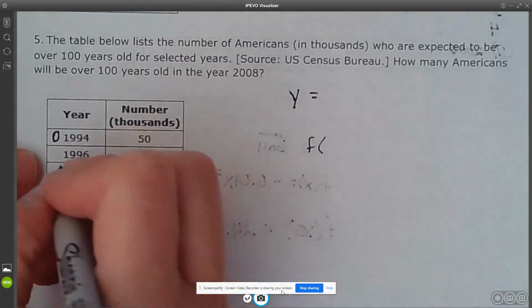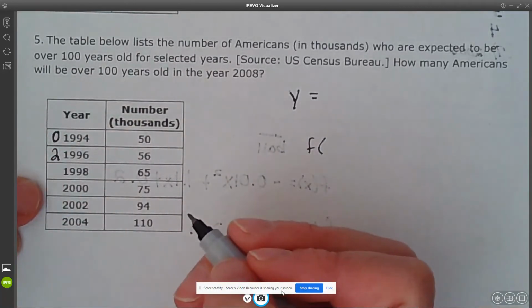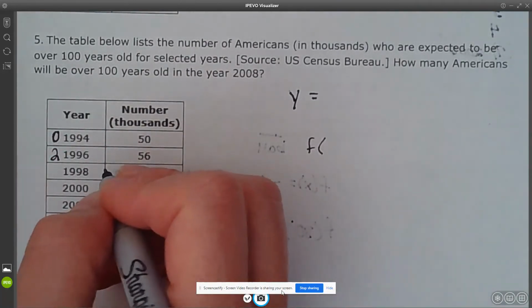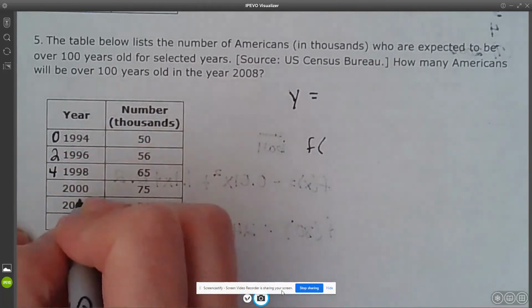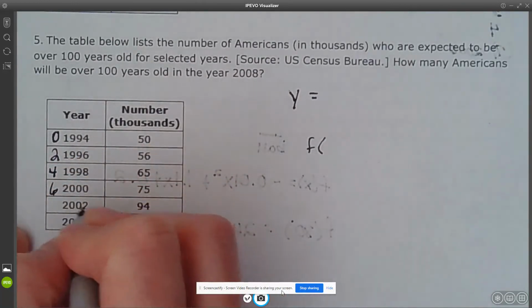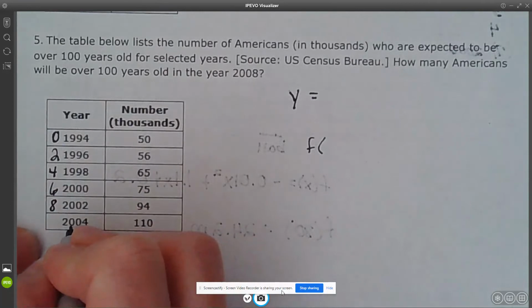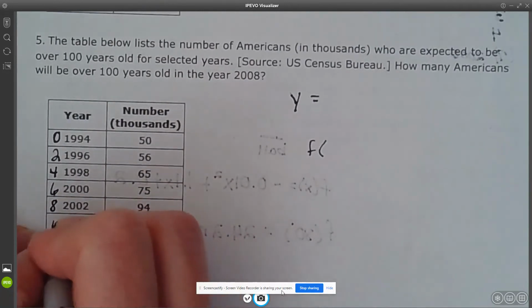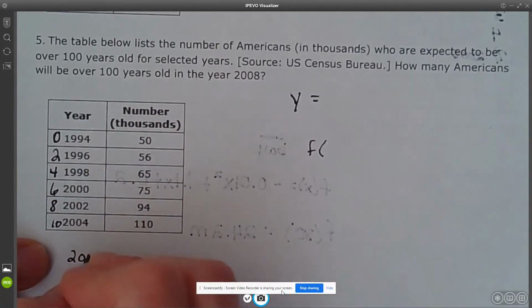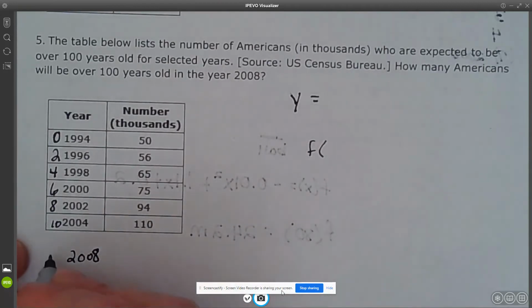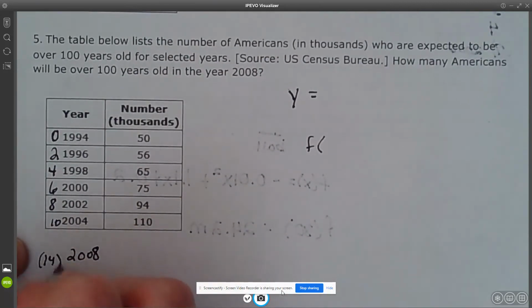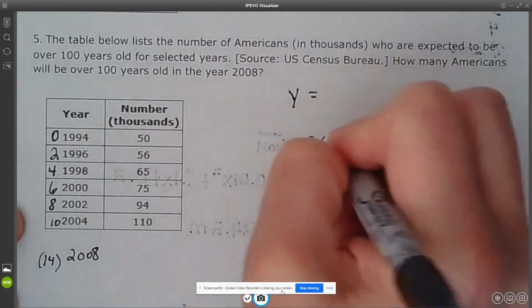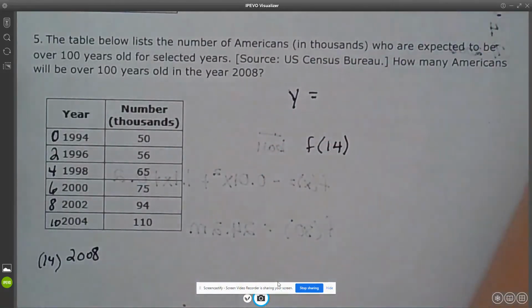1996 is 2 years away from 1994, so this is year 2. 1998 is 4 years away. 2000 is 6. 2002 is 8 years away. 2004 is 10 years away. So if we're looking for 2008, that means it would be 14 years away. So we're looking for f of 14 once we find our information.